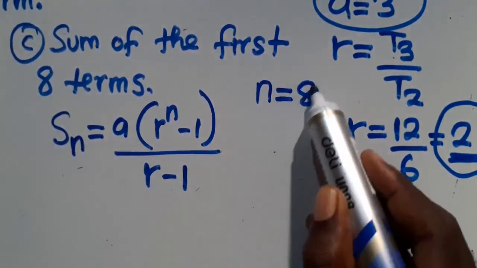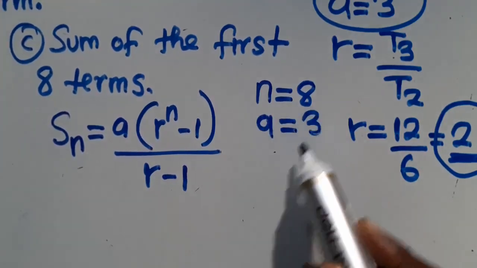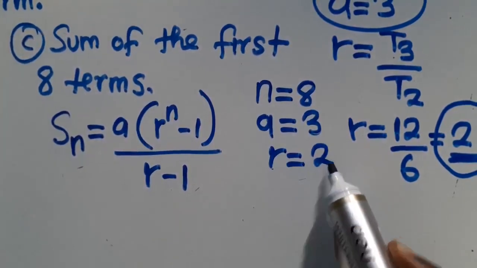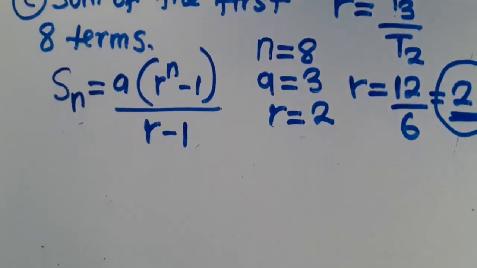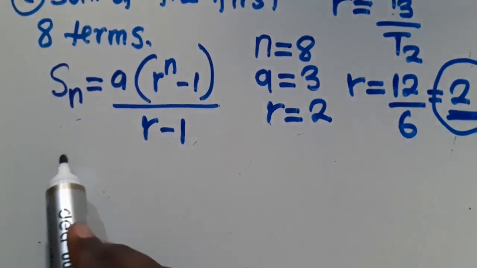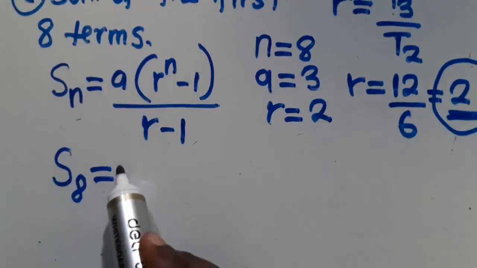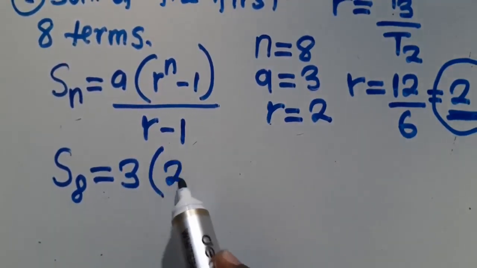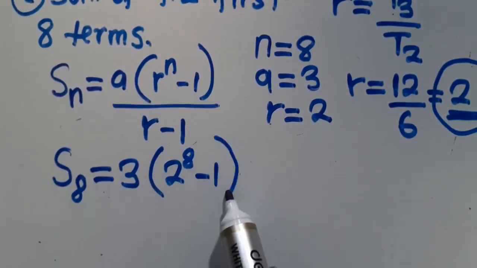For the first 8 terms, n is 8. What is your first term? Your first term is 3. What is your common ratio? Common ratio is 2. So you substitute now the values in there. This is what you are going to do. So S8 is equal to, what is your first term? 3. You do this: r, common ratio 2, to the power n, which is 8, minus 1.